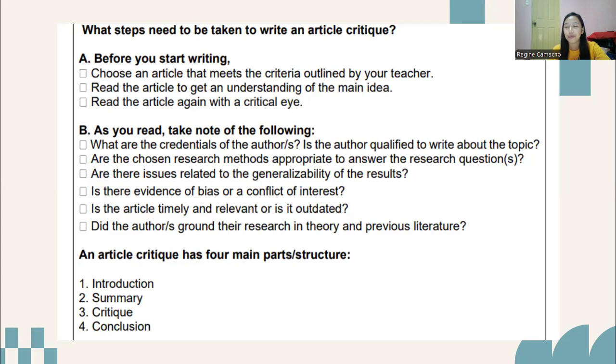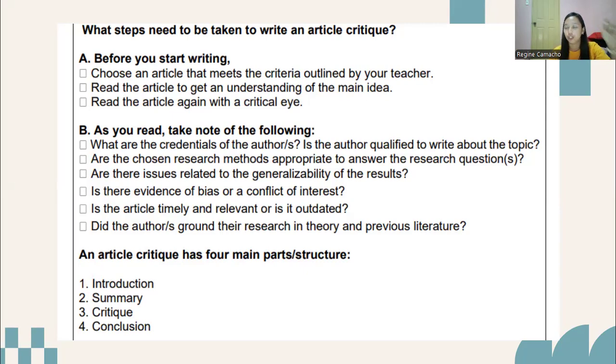Okay? So I know it's very usual that in our first reading, we really cannot understand, right? So it also happens to me. I will understand the text or the story after I read it twice or even thrice. Okay. And then for letter B, as you read, take note of the following. So let's just discuss the first one. What are the credentials of the author? Is the author qualified to write about the topic?